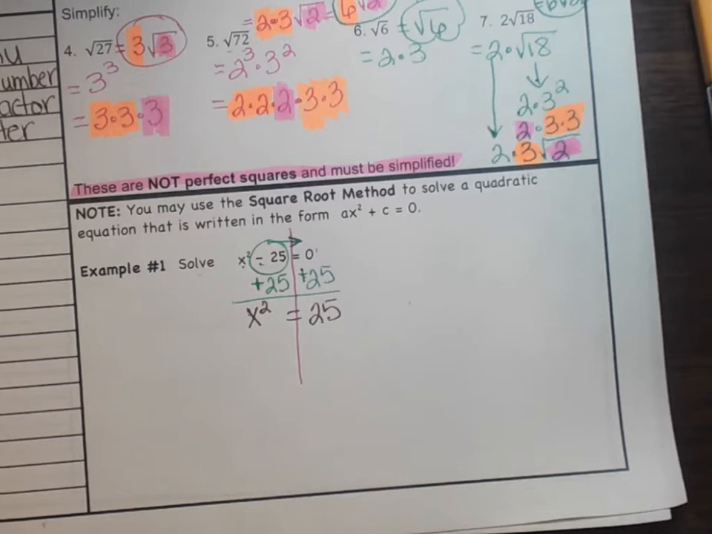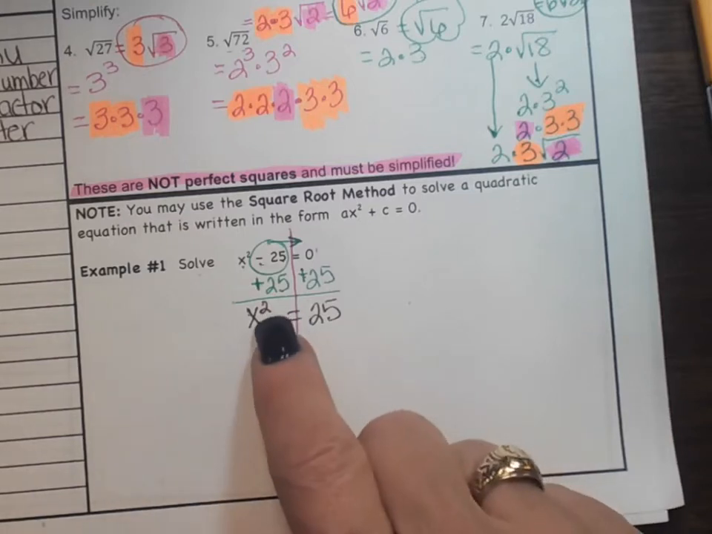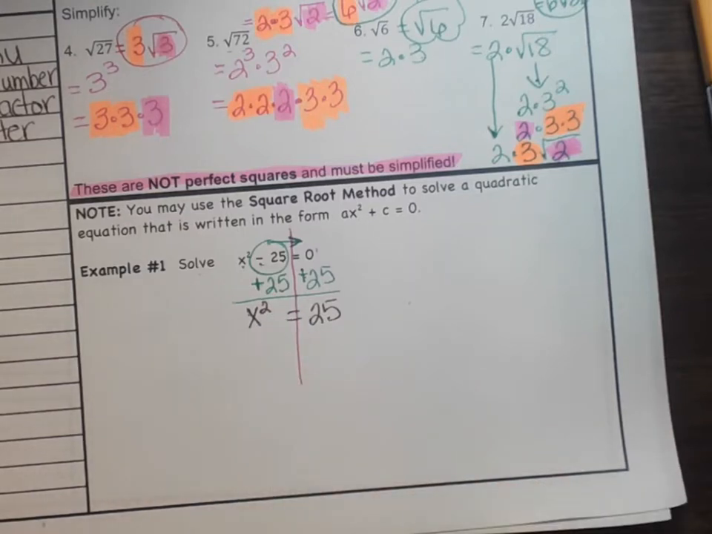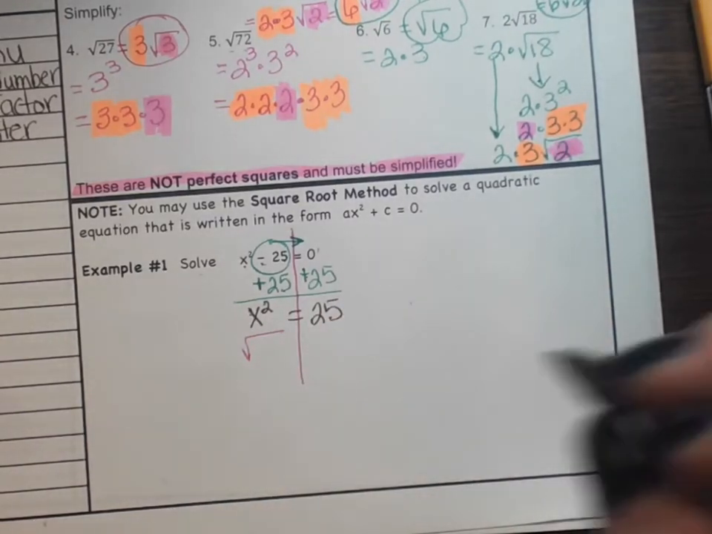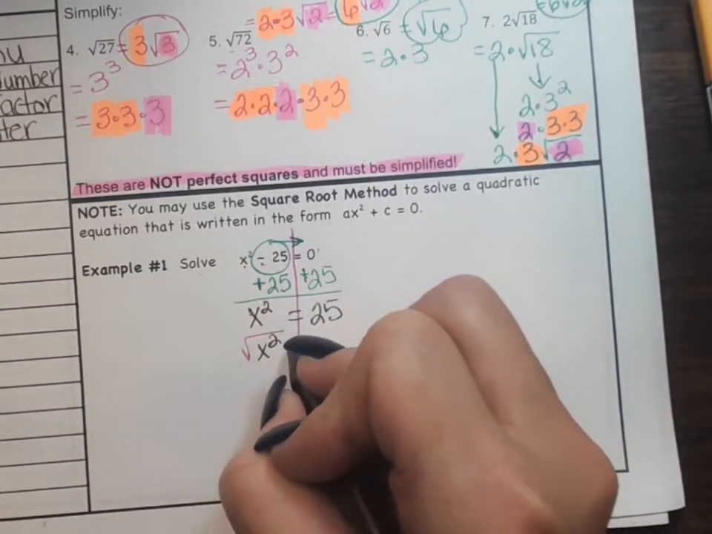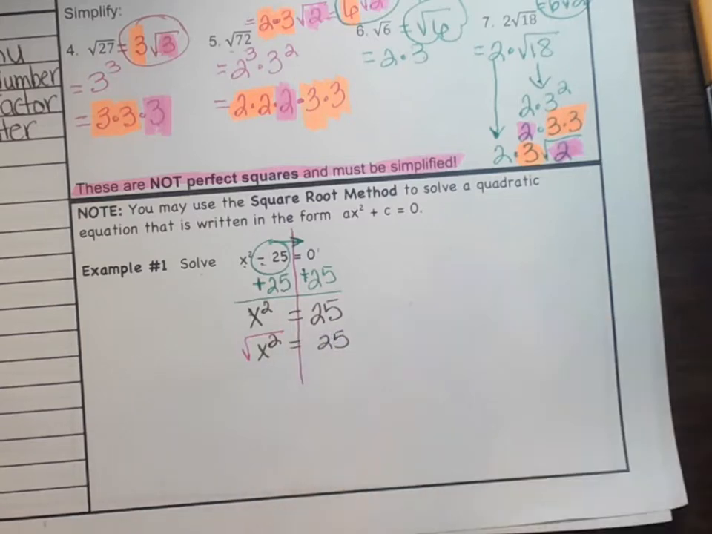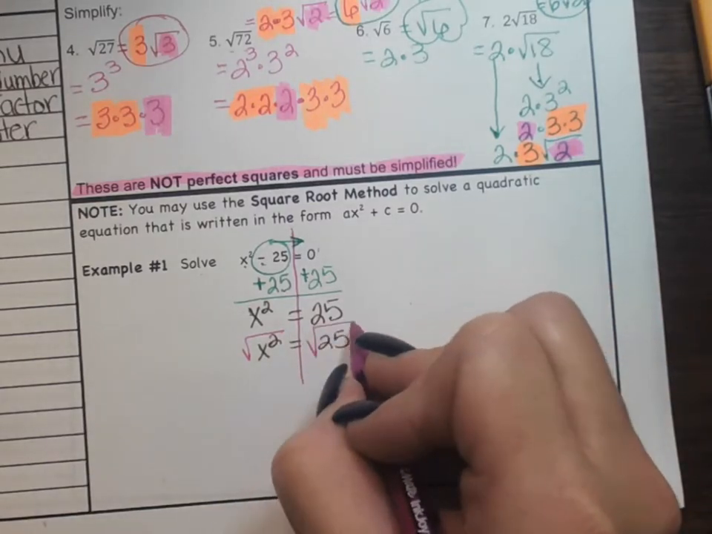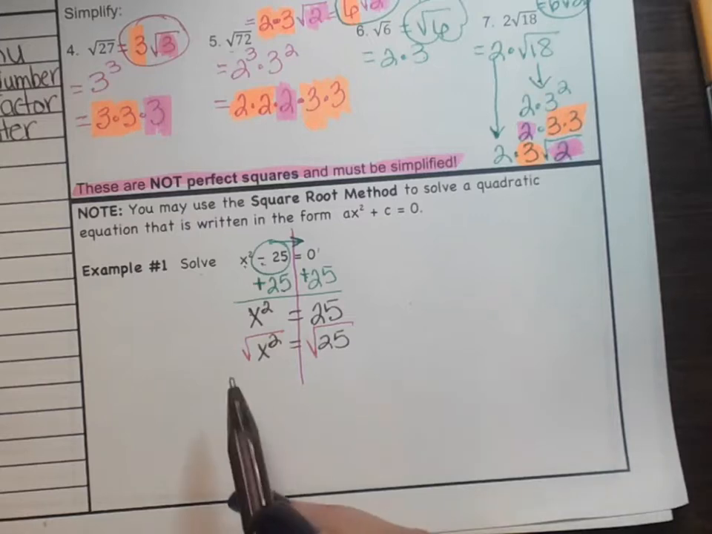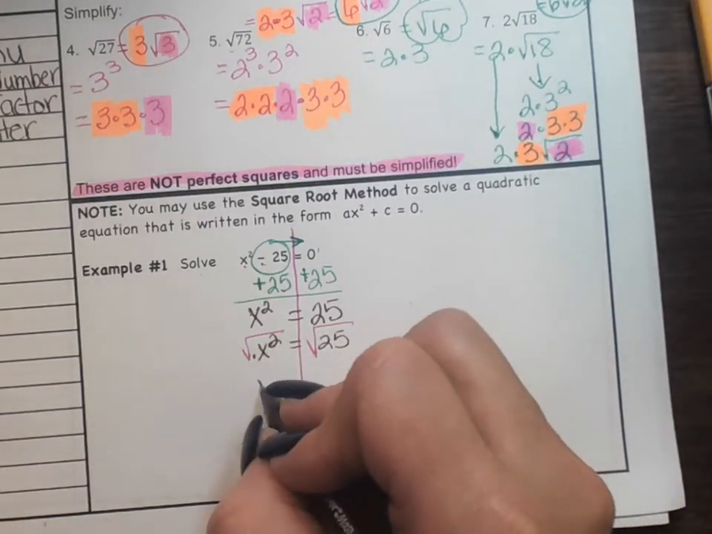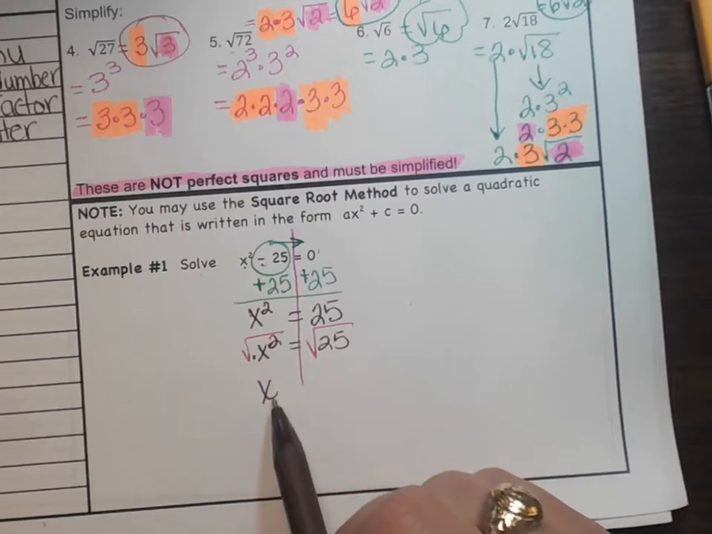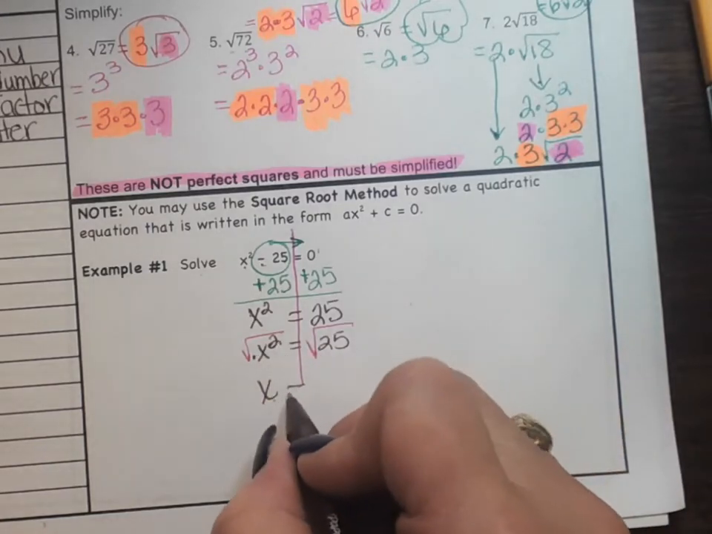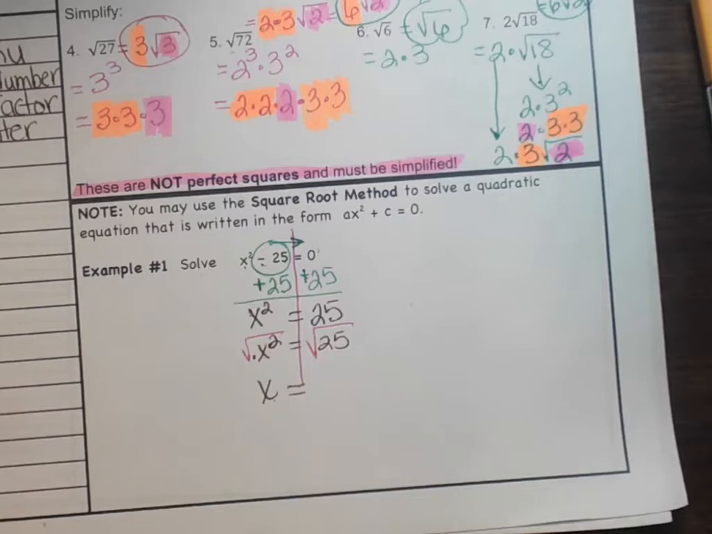To solve this with the square root method, the opposite of squaring is taking the square root. So what we're going to do is take the square root of both sides. Again, because what you do to one side, you have to do to the other. The square root of x squared is always going to be x. Equals, and I want to know the square root of 25.